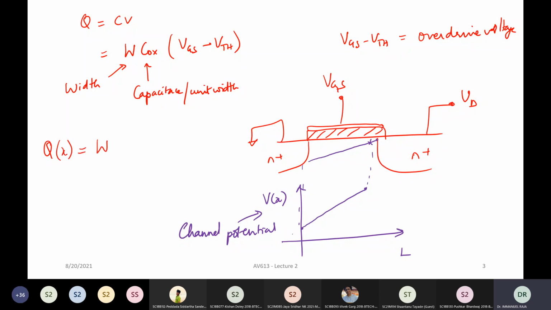And this is W into Cox into VGS minus V of X minus VTH, right? Because we are now interested in what is the gate to channel potential. Earlier we assumed that both VD was at 0, VS was at 0, and therefore the gate to channel potential was only VGS. Now when you have a non-zero VD and a VS which is equal to 0, you have a certain channel potential, and it can be written like this.